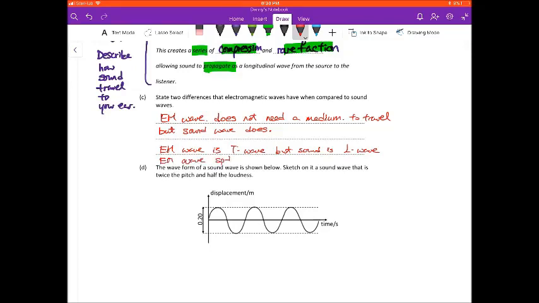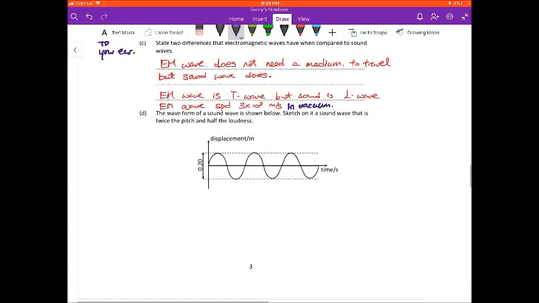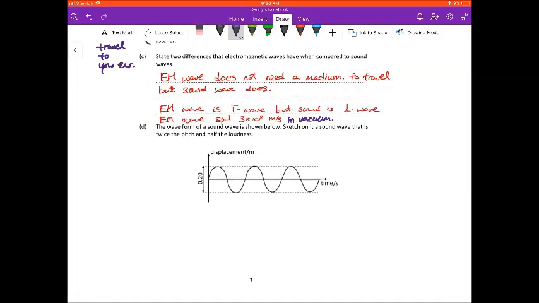Some of you want to talk about your EM wave travel at a speed of 3 times 10 to the power of 8 meter per second. But remember, there is this keyword, in vacuum. Okay, you need to tell me it's in a vacuum. In other medium, it is not 3 times 10 to the power of 8. Okay, and sound travel I think 300 meters per second in air.